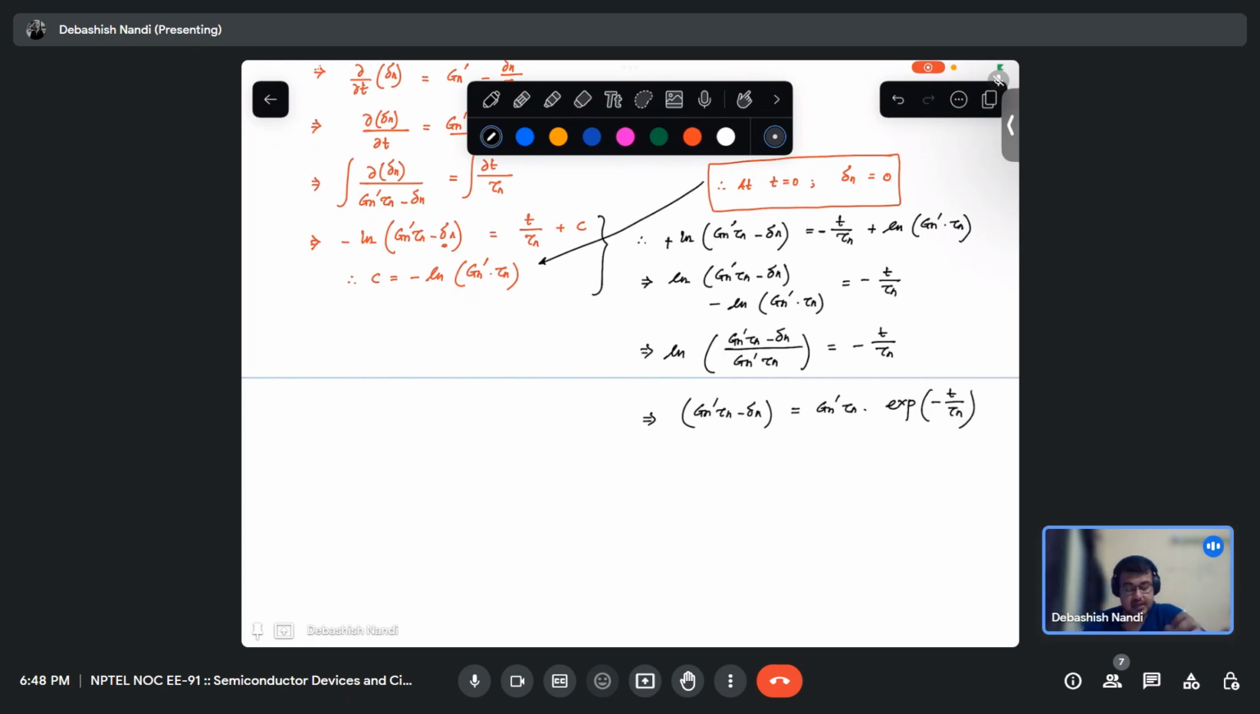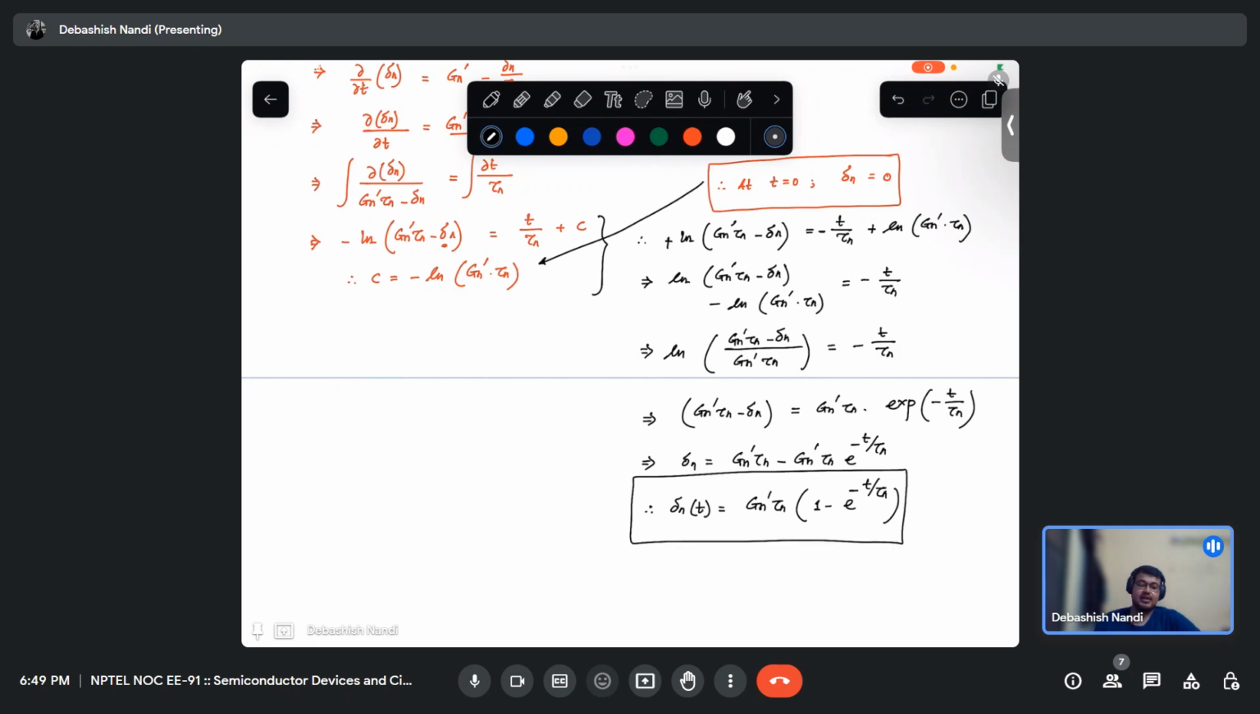So we need to find delta n. Delta n is Gn dash tau n minus Gn dash tau n e to the power minus t by tau n. So delta n as a function of t is equal to Gn dash tau n times (1 minus e to the power minus t over tau n).